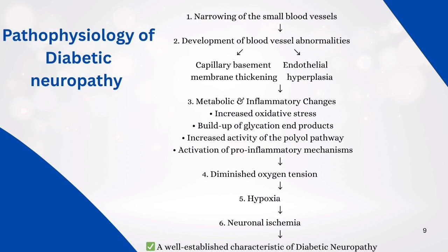Pathophysiology. Firstly, narrowing of small blood vessels takes place that leads to the development of blood vessel abnormalities like capillary basement membrane thickening and endothelial hyperplasia, and that leads to the metabolic and inflammatory changes like increased oxidative stress, buildup of glycation end products, increased activity of polyol pathway, and activation of pro-inflammatory mechanism, and that leads to the diminished oxygen tension, that is hypoxia, and the neural ischemia occurs. Finally, a well-established characteristics of diabetic neuropathy occurs.